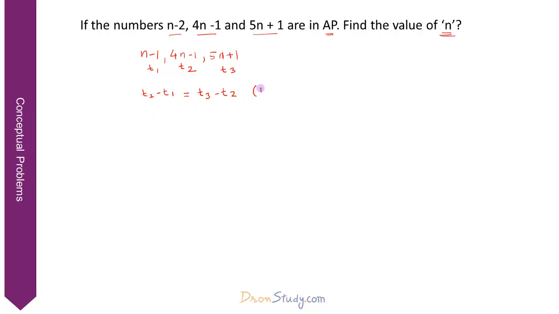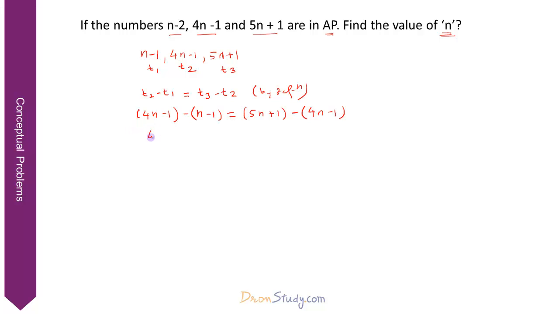This will be by definition. Now T2 minus T1 will be what? 4n minus 1 minus the first term, that is n minus 1, which is equal to T3, that is 5n plus 1, minus the second term, 4n minus 1. Now we will open these brackets and then solve.